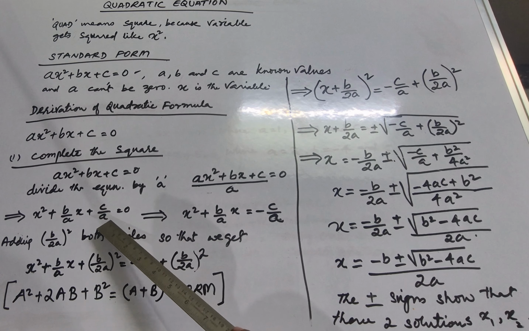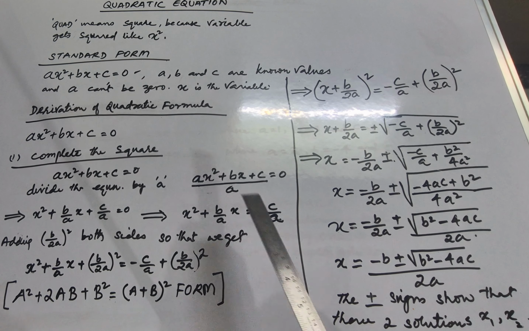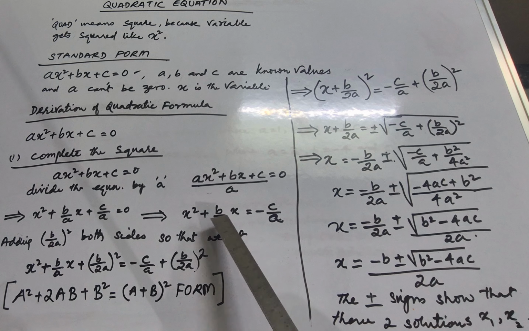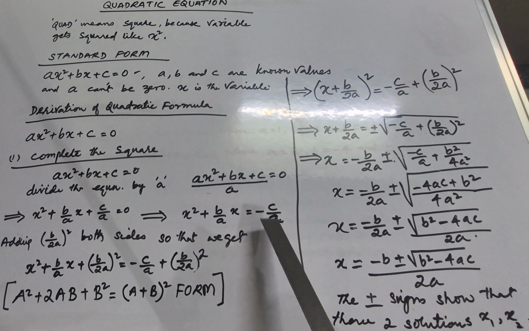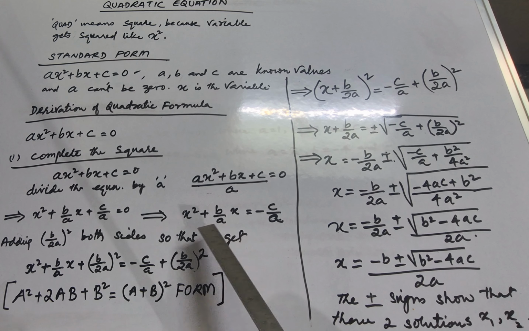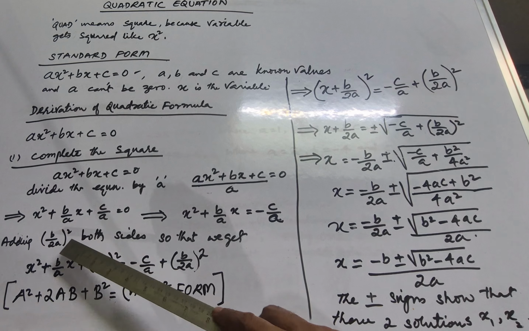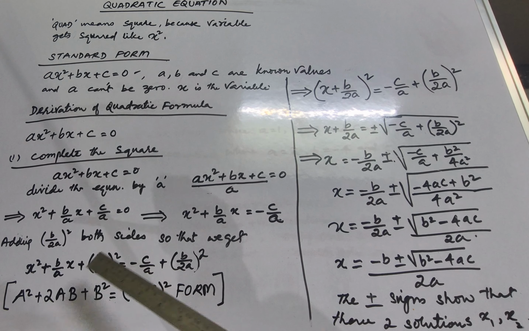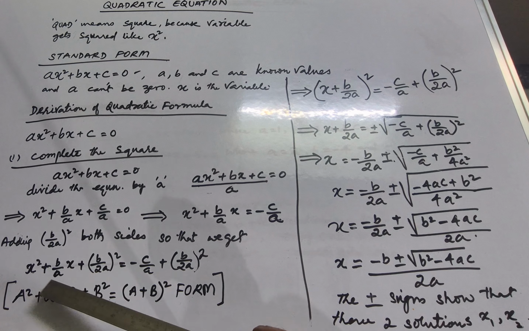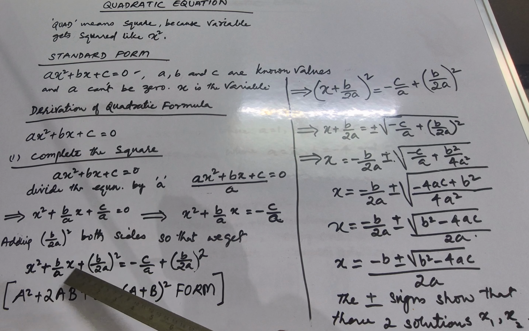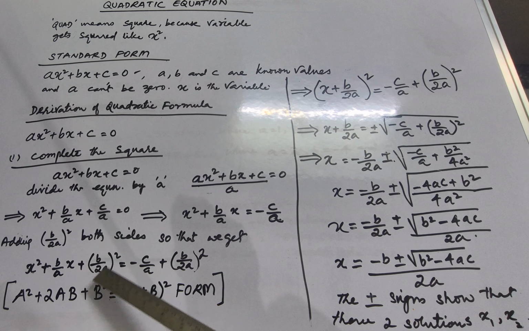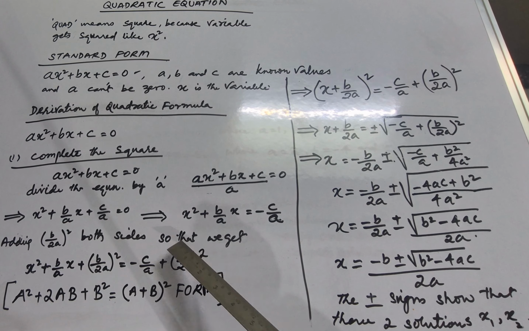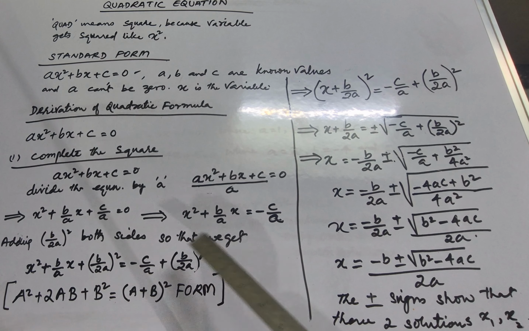Now taking the constant term to the right hand side, x square plus b by a x is equal to minus c by a. Now we add to both sides b by 2a whole square, so that we get the equation like this: x square plus b by a x plus b by 2a whole square. So on both sides we added b by 2a whole square.